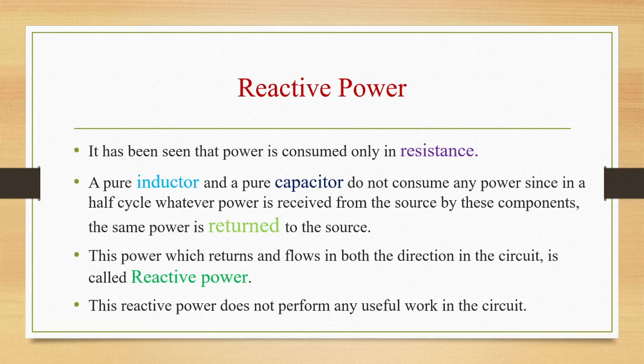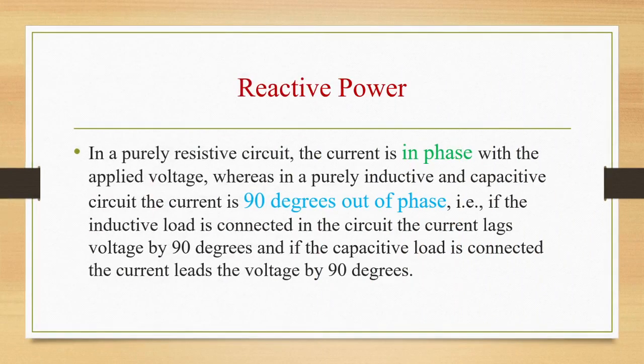Reactive power is not performing any useful work in the circuit, because in one half cycle power is taken from the source, and in the next half cycle power is returned back to the source. So power will be consumed only in case of resistance. That power is called active power or true power.